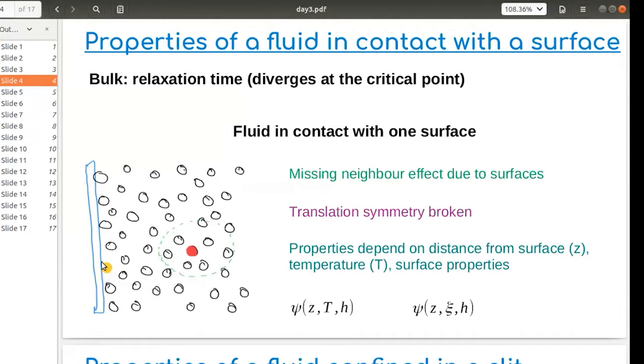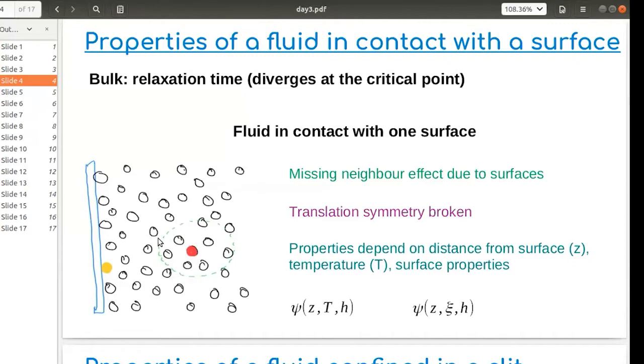Now, another thing which you can see from here very clearly, as you move further and further away from the surface, this missing neighbor effect is going to be lesser and lesser. So basically the surface effect, how much is it going to affect the properties? That depends on the distance from the surface.